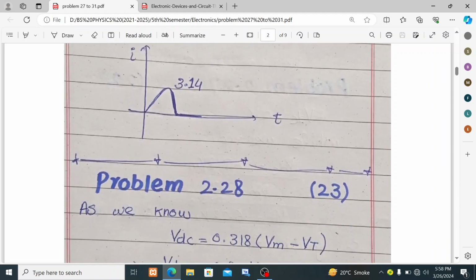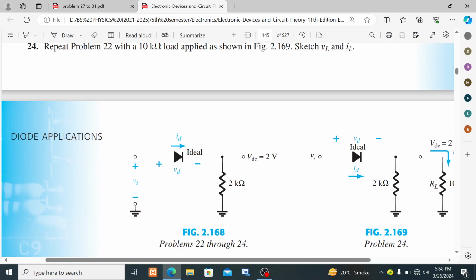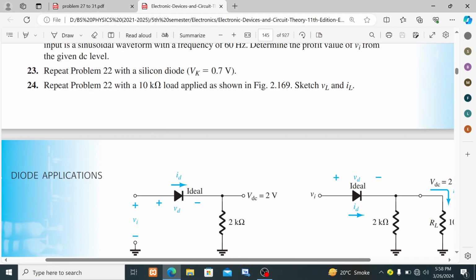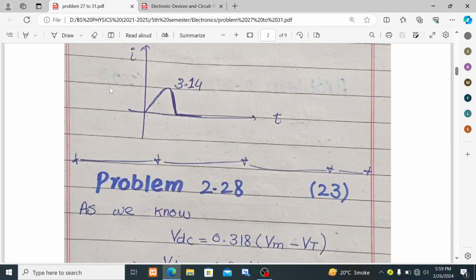So the next problem is 28 and from the PDF is 23. The problem statement is: repeat problem 22 with a silicon diode. In this problem we replace only the silicon diode. For a silicon diode, VD is equal to 0.7 volt for the positive cycle, and for the negative cycle this will again be negative 6.28 because no current flows, and VD will become equal to negative of VI. Already VI will be negative for the negative cycle.